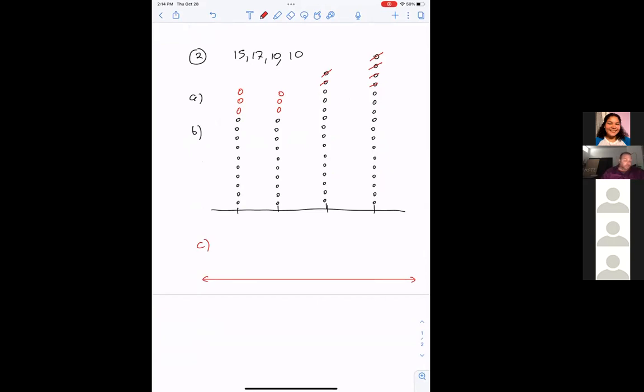Number line. And then what numbers would I put on the number line? 10, 11, 12, 13, 14, 15, 16, 17. Don't got to go any further.